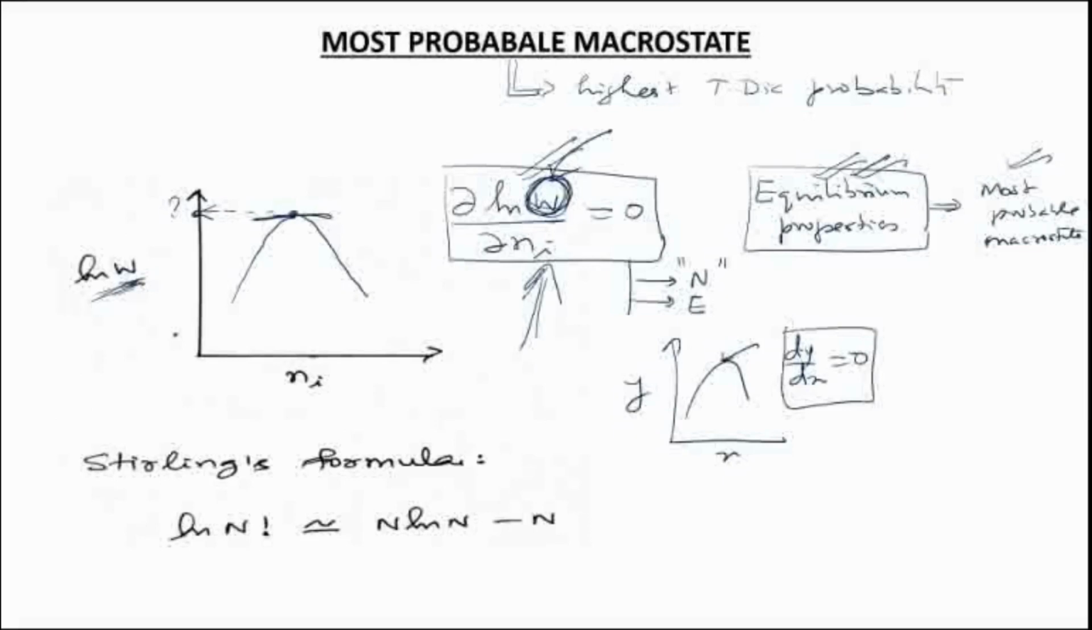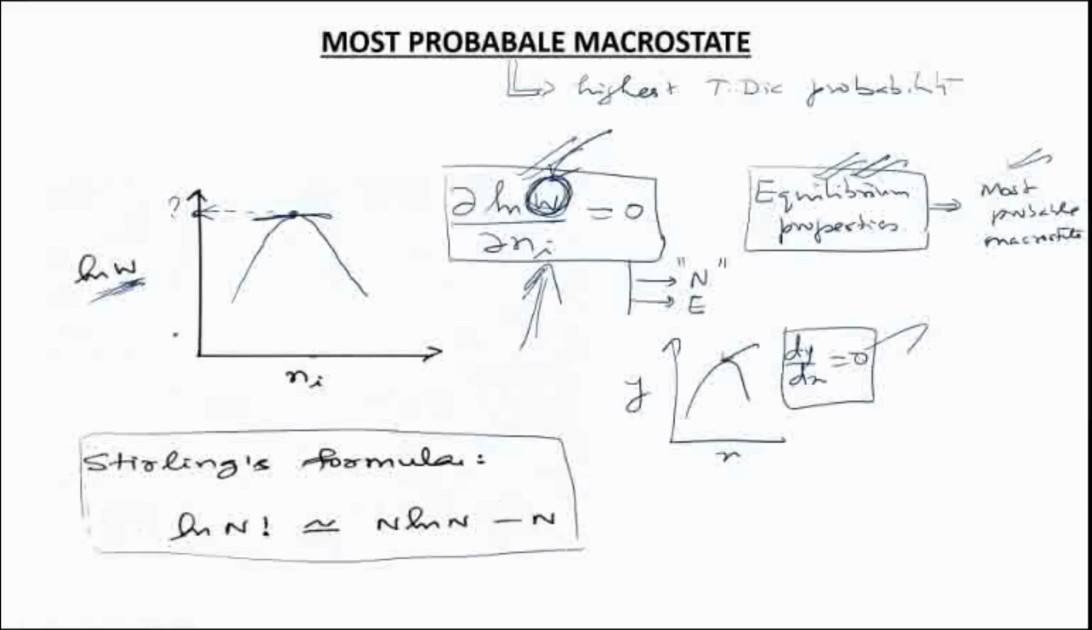In this case, there are no constraints at all. Without constraints, it is okay. But now we have two constraints. One is that the total number of particles is constant. The other is that the total energy is constant. For this we have to use a special technique called the Lagrange's undetermined multiplier technique. That we will discuss if possible in this lecture.